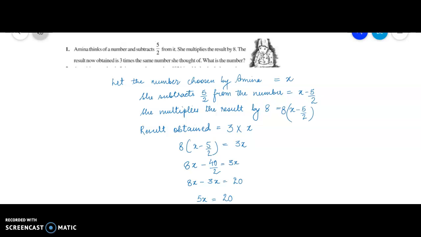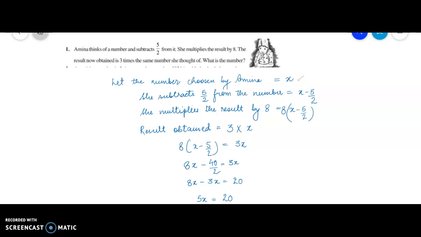So question number 1: Amina thinks of a number and subtracts 5 by 2 from it. She multiplies the result by 8. The result now obtained is 3 times the same number she thought of. What is the number? So let the number chosen by Amina be x. I have taken it as x.